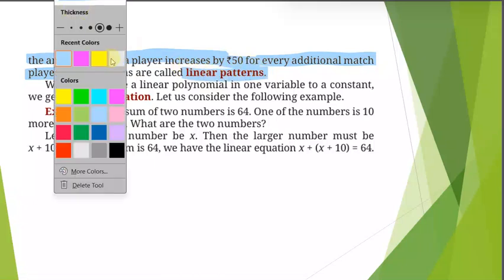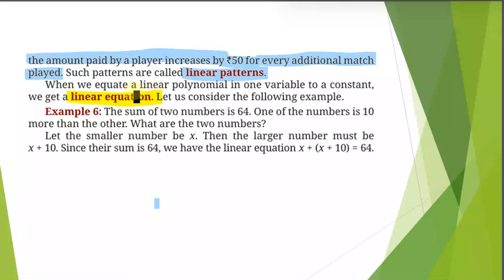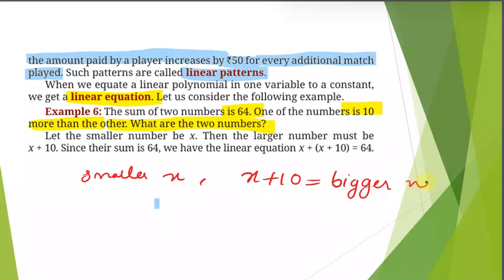Now we will discuss what we mean by a linear equation. For that we will discuss a problem. The sum of two numbers is 64. One of the numbers is 10 more than the other. What are the two numbers? While making the equation, we will take the smaller number as x. The bigger number is 10 more than the other, so it will be x plus 10, the larger number. And given that the sum of the numbers is 64, that is x plus x plus 10 is 64.